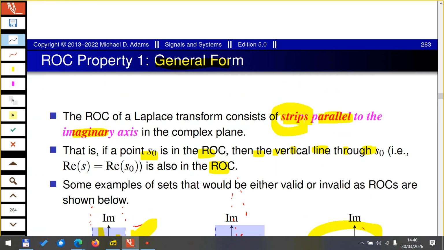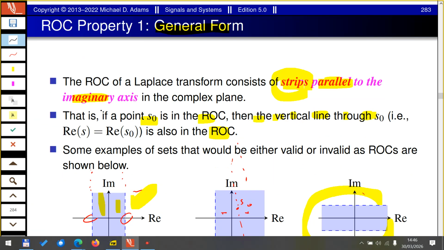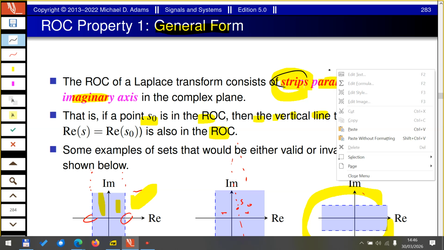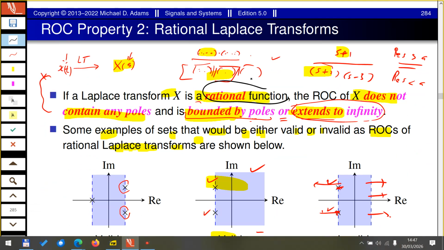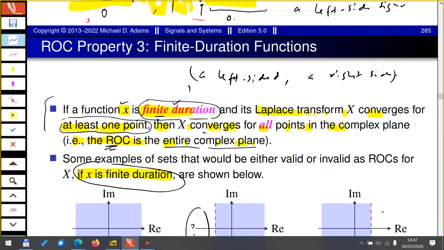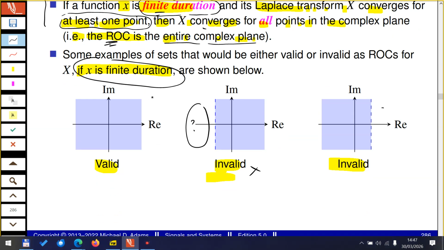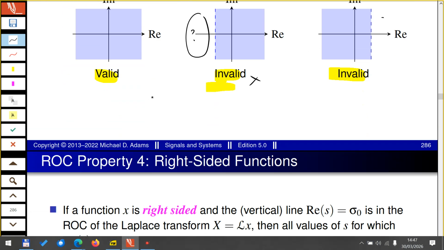So the first property is for any type of function, right? There is no condition. You can have any type of function, and the ROC must be in the form of strips, one or more, parallel to the imaginary axis. Property 2 is about rational functions. Property 3 is about finite duration functions. So without that condition, this property cannot be required to hold.